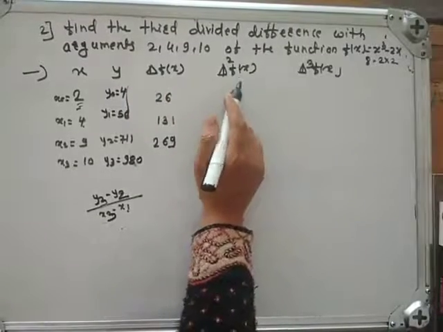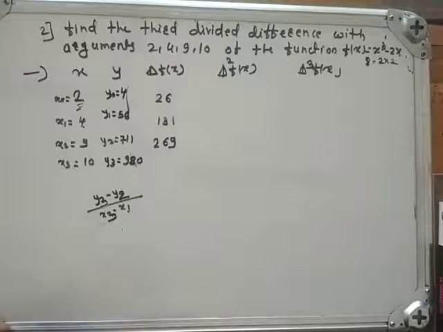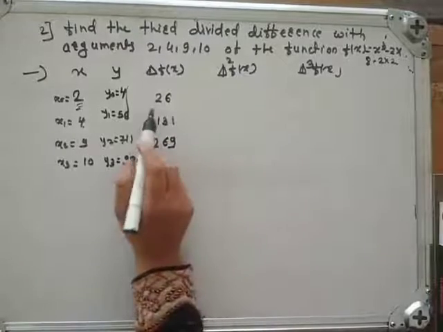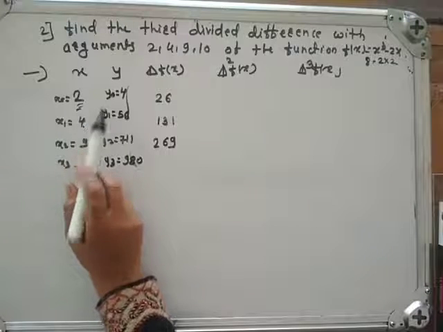Now we have to calculate the second divided difference. Okay. For the second divided difference, your formula for the second divided difference for y0 and y2.